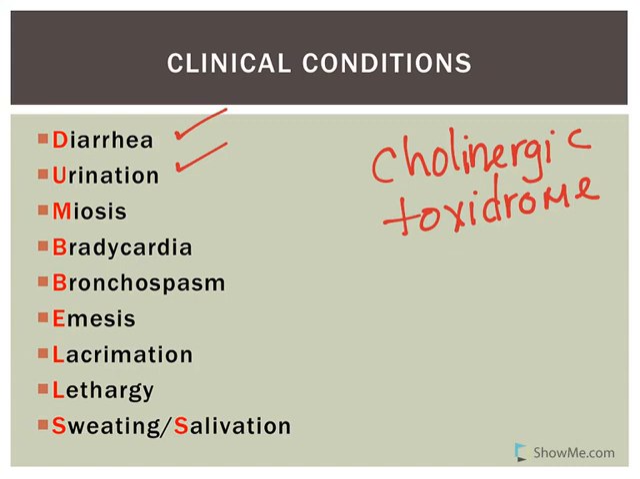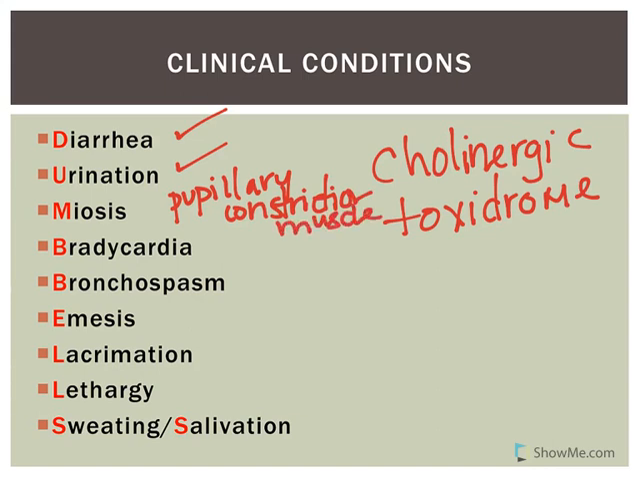Miosis is where you have excessive constriction of the pupils. And remember, the pupillary constrictor muscle of the iris is innervated by parasympathetic fibers coming from the oculomotor nerve, and you can get excessive constriction there. When you're in rest and digest mode, you do have constriction of your pupils. Bradycardia is a heart rate less than 60 beats per minute, and acetylcholine binds muscarinic receptors on the heart, and it lowers your heart rate.